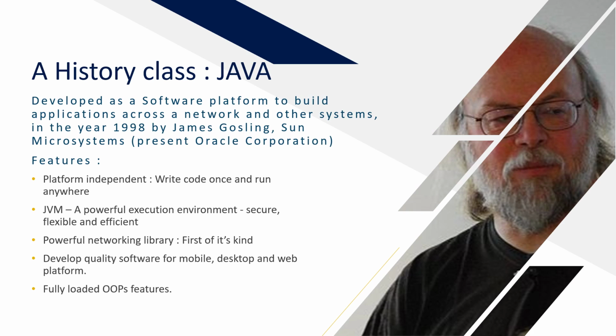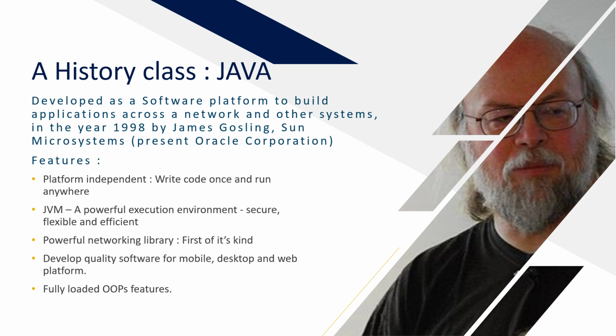Now moving on to a history class for Java. Java was developed as a software platform to build applications across a network and other systems in the year 1998 by James Gosling, the person on the right, at Sun Microsystems, which we presently know as Oracle Corporation. The major features are that it is platform independent, as we discussed before. Write code once and run anywhere.